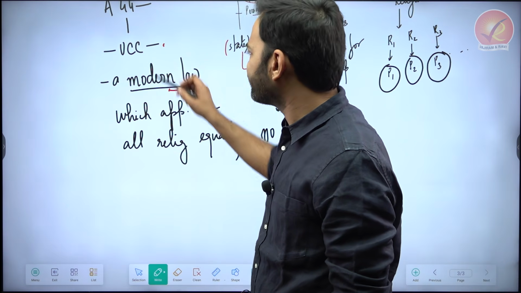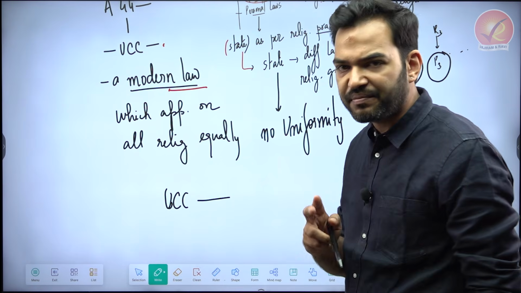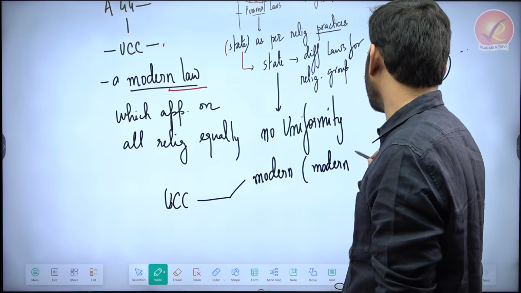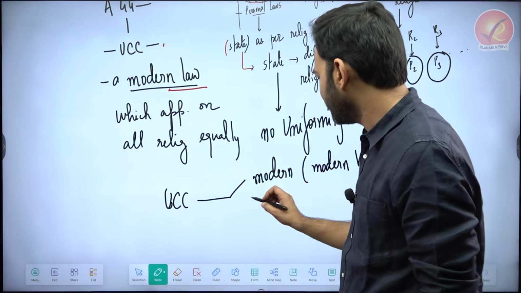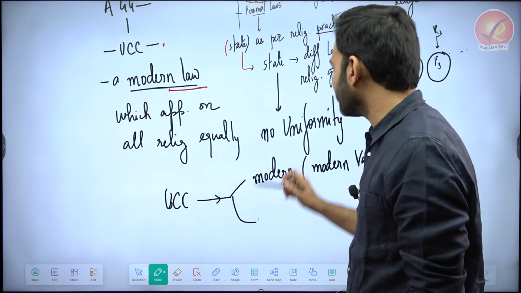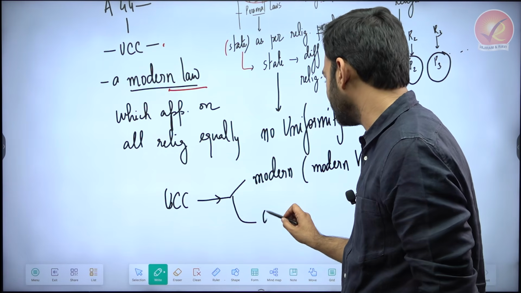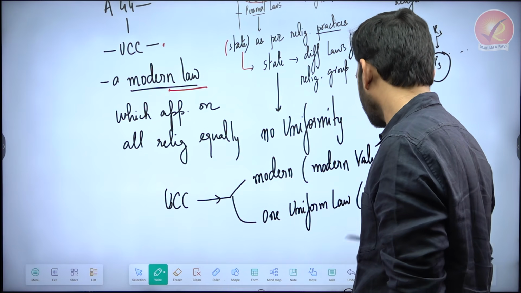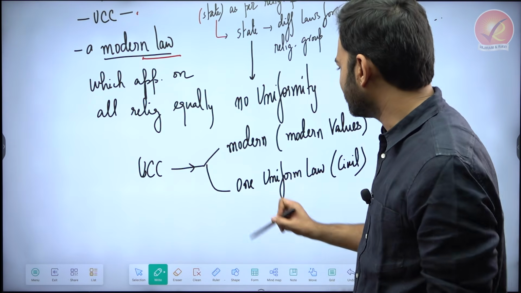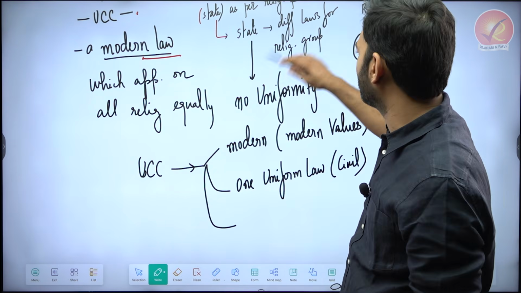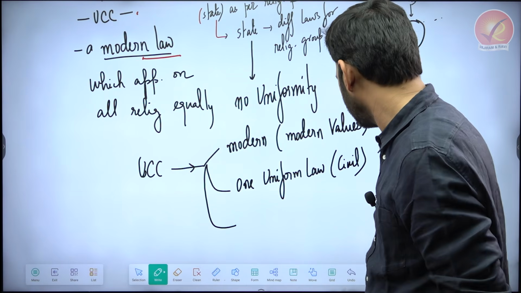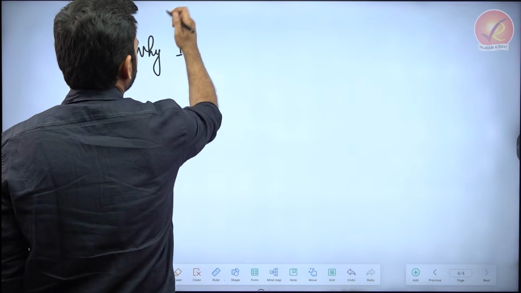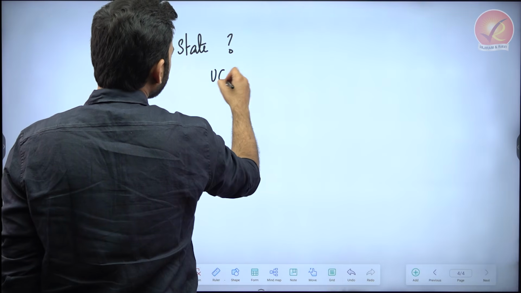So, application of UCC. If UCC comes in India, there are two implications. First, there will be a modern law in India which is based on modern values like liberty, equality. Second, the different personal laws for religions will cease to exist. There will be one uniform law, even for civil matters. And the existing personal laws will become redundant. All the personal laws for different religions will become redundant. So my next debate will be on why the state has not been able to bring UCC till now.